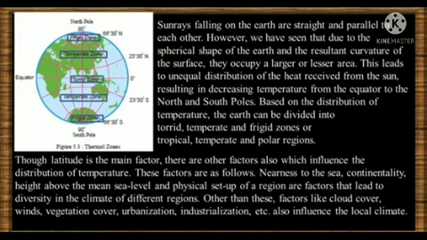Though latitude is the main factor, there are other factors also which influence the distribution of temperature. However, their effects are limited to a particular region. These factors are as follows. First one, nearness to the sea, continentality, height above the mean sea level, and physical setup of a region are factors that lead to the diversity in the climate of different regions. Other than these, factors like cloud cover, winds, vegetation cover, urbanization, industrialization, etc. also influence the local climate.